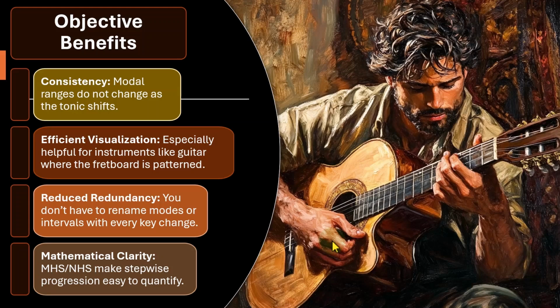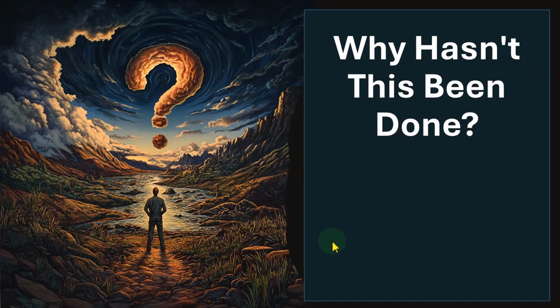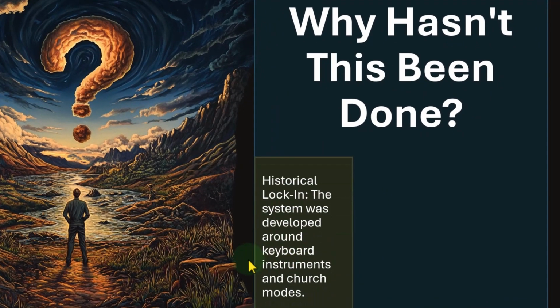I mean, it's mind-boggling that we don't do that, right? We should number. You do simple math and say, well, this is how many modal half steps we went distance-wise in terms of the 7 units that we travel, which you can easily do if you just give them a permanent number. So why hasn't this been done? Well, historical lock-in. The system was developed around the keyboard, instrument, and church modes.